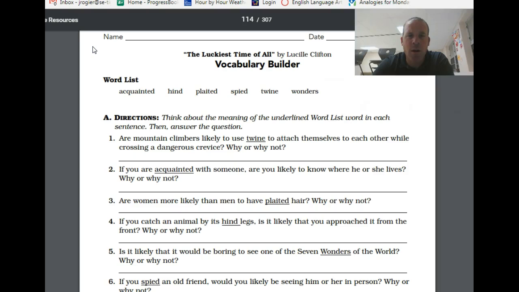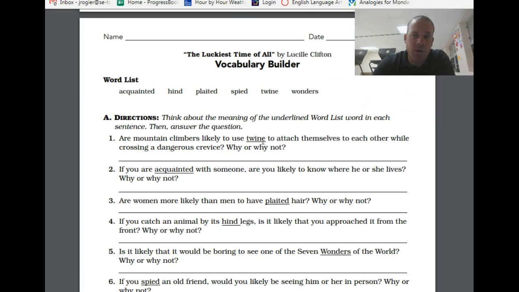Number 1 says, are mountain climbers likely to use twine to attach themselves to each other while crossing a dangerous crevice? Why or why not? So you go and you look up the word twine. The key to know for this is those vocabulary words are in your story. You've already read the story. Those vocabulary words are off to the side in bold. They'll let you know what they mean.